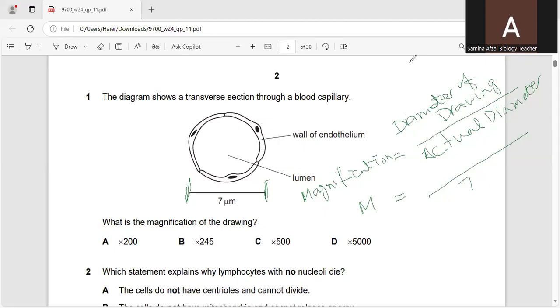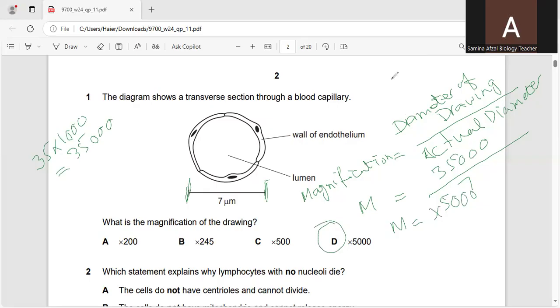So we have to change it into micrometer. So 35 will be multiplied with 1000. So it will be equal to 35,000. So the answer will be 5,000. So D is the correct answer. So magnification is equal to 5,000. So D is its correct answer.